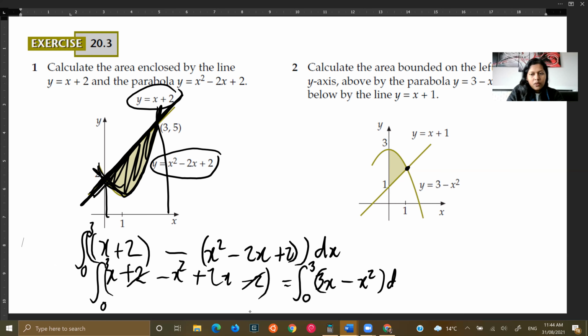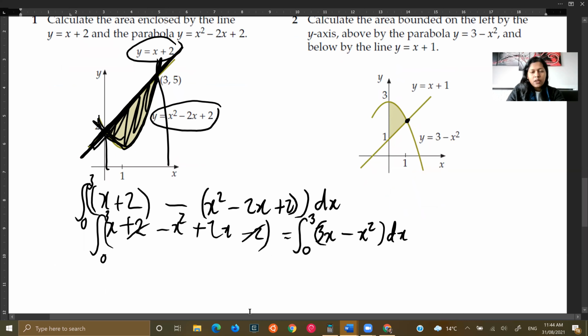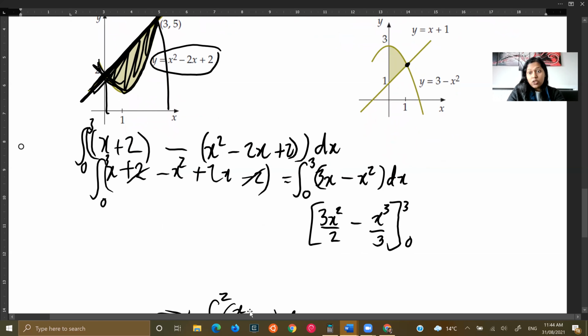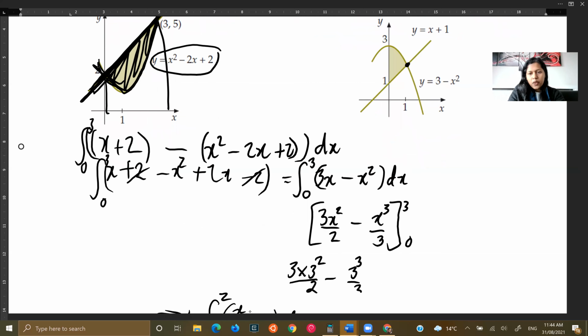So I'm integrating this. When I integrate, I will get 3x squared over 2 minus x cubed over 3, and my limits are 3 and 0. What I'm then going to do is substitute those values in. So 3 times 3 squared over 2 minus 3 cubed over 3. That's me substituting 3 in. And I'm going to take away the result of substituting 0, which is just going to be 0.